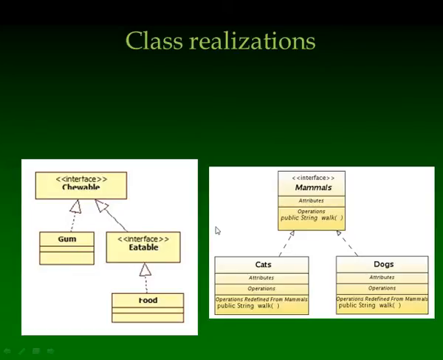Okay, so realizations are displayed in the class diagram as a dashed line, dot, dot, dot, like that, with a closed unfilled arrowhead that points from the client, which realizes the behavior, to the supplier, which specifies the behavior. So mammal specifies there's a behavior called walk, and then you can have cats and dogs, which actually implement walk in a different way.